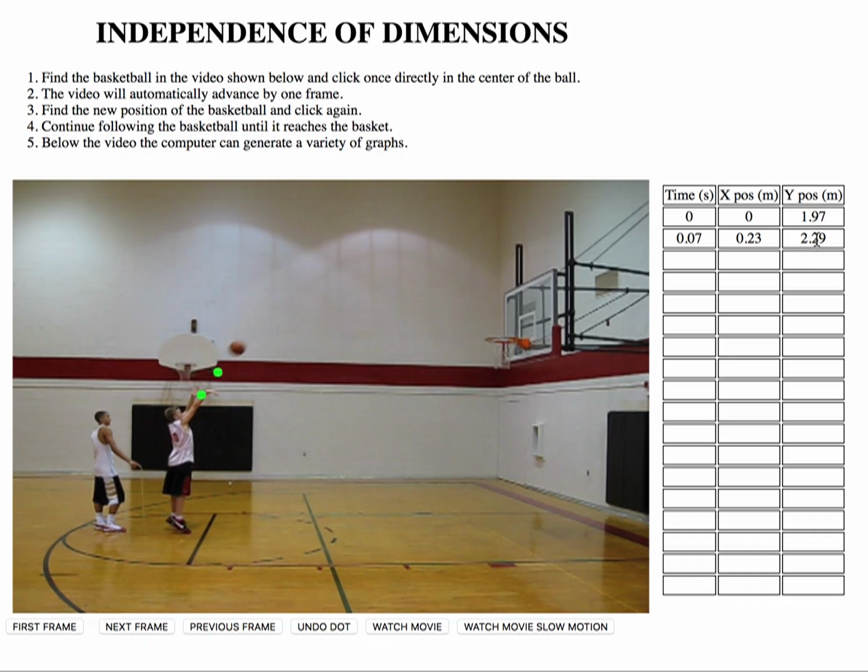We record the X position and the Y position separately because of the independence principle. We know that the horizontal motion and the vertical motion are completely separate, and so we have to deal with them individually.